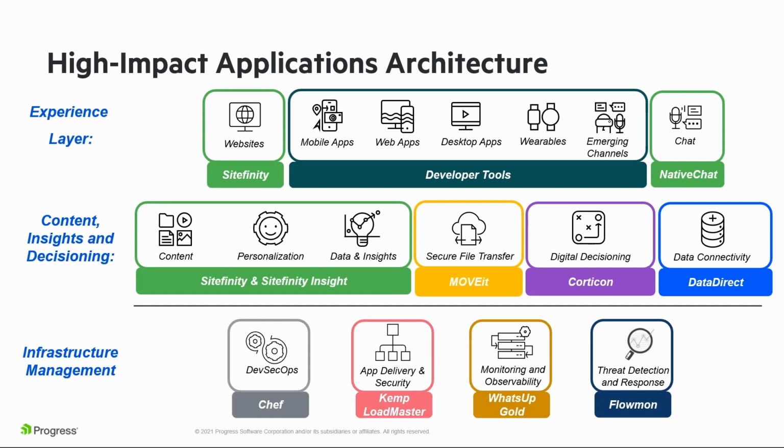On the content and insights and decisioning, we have Sitefinity and Sitefinity Insight, the topic of today's presentation, for content, personalization, and data insights. We have a secure file transfer solution called MoveIt, which you might want to check. Decisioning, a digital decisioning engine called Corticon, and a data connectivity solution, Data Direct. And on the infrastructure management, we have the DevSecOps solution Chef, and Kemp and Loadmaster for app delivery and security, WhatsUp Gold for monitoring and observability, and Flowmon for threat detection and response.